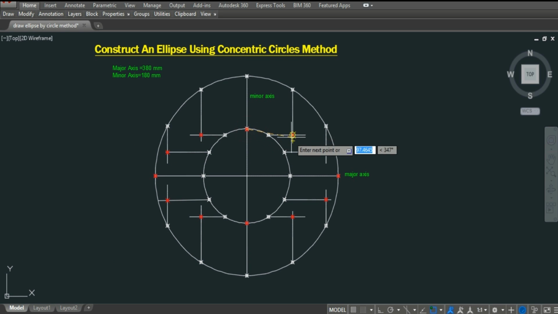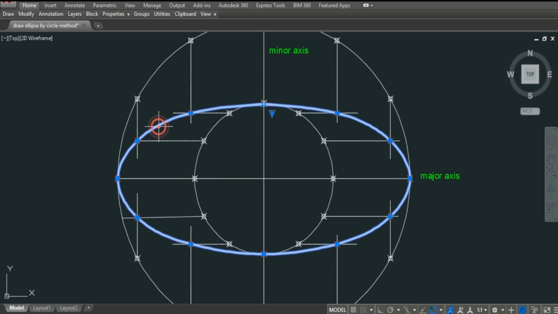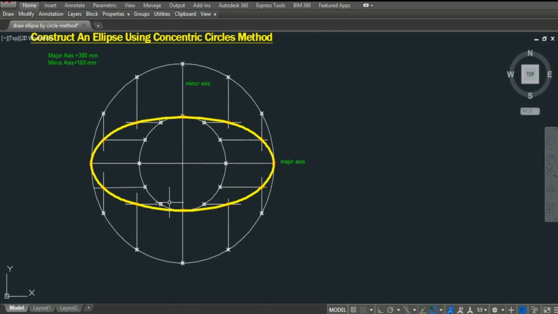At last, connect all the intersection points. So, now the concentric circles method ellipse is ready.